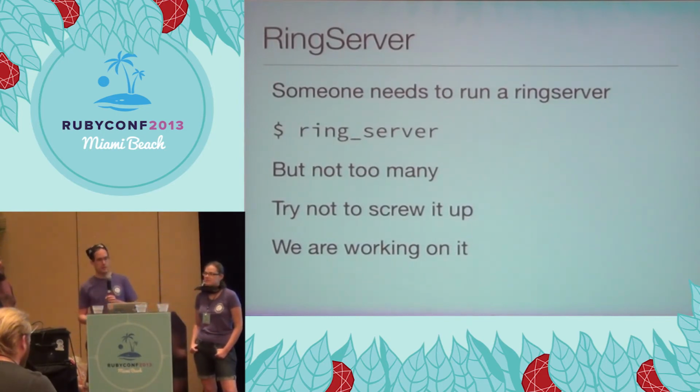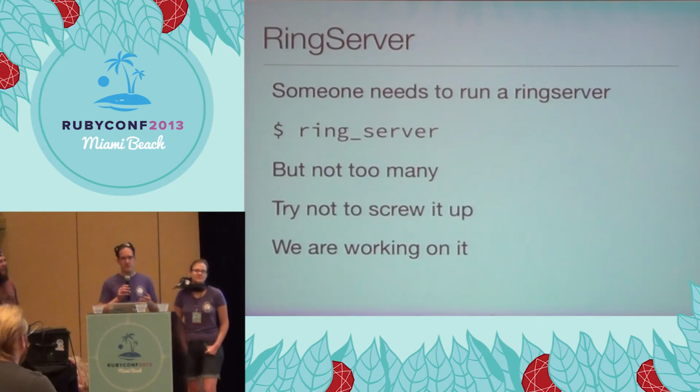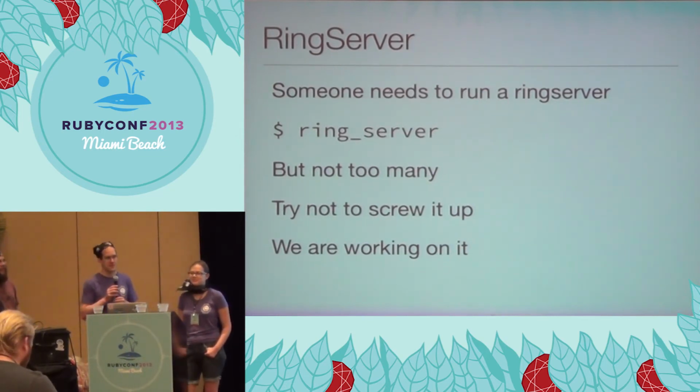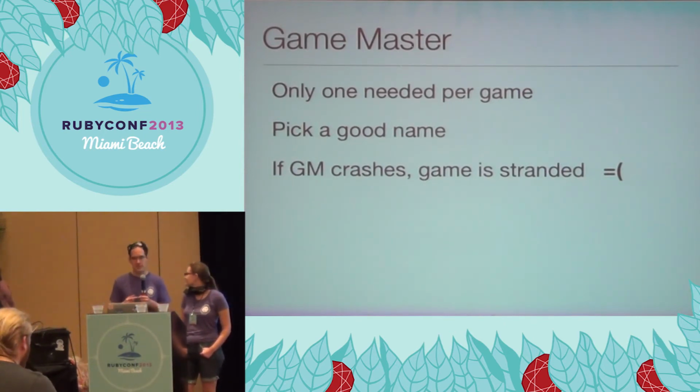So to run the game, someone needs to run the Ring server. We haven't made this automatic as part of the game master yet. You only need to run one, and if you run more than one, you may have some problems. So try not to do that. And we're working to get this easier to use. And you also need only one game master. But if you have multiple, the client will show all the different ones. So if your friends don't like you very much, maybe they'll create their own, and then they'll leave you alone, and that'll be sad. Also, if the game master crashes, the game is stranded. We had it working for a while, and then we broke it. So you'll have to just restart the client.